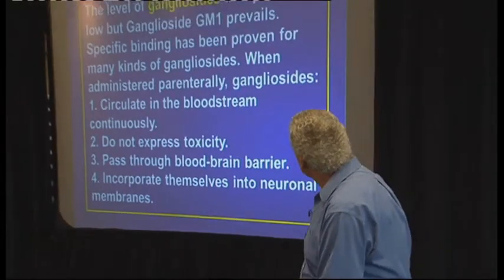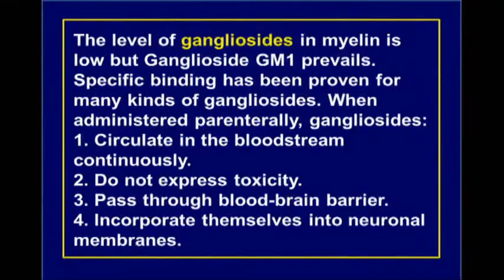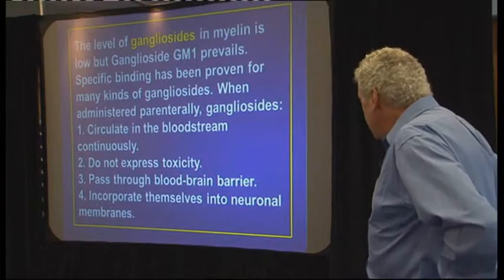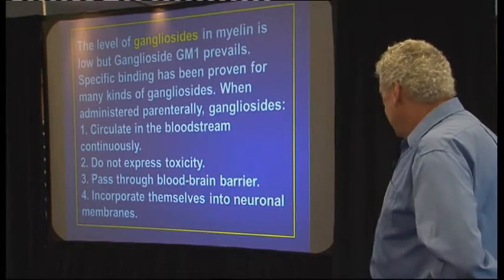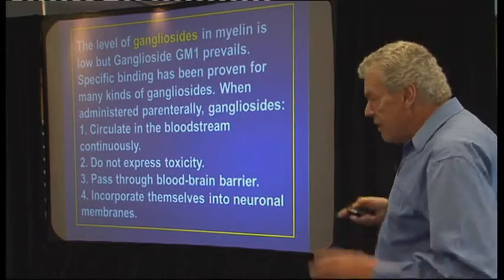Gangliosides in myelin are low, but ganglioside GM1 prevails. Specific binding has been proven for many kinds of gangliosides. When administered parenterally, in other words by injection, these molecules circulate in the bloodstream continuously. They do not express toxicity. They pass through the blood-brain barrier, and they incorporate themselves into neuronal membranes.